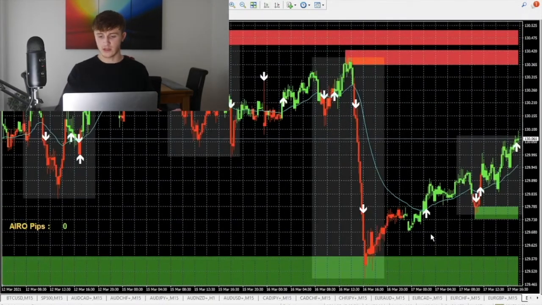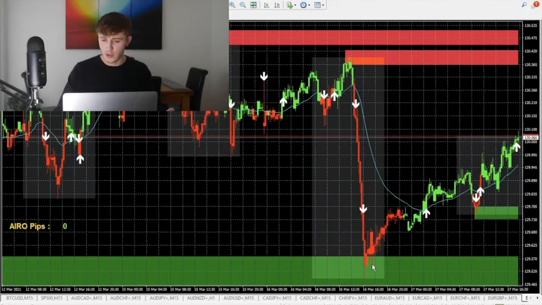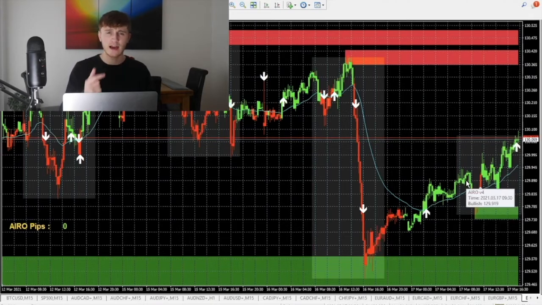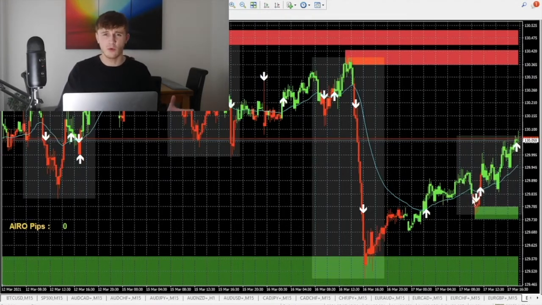So here, literally today we had a nice opportunity form. We've had a bounce off of support, we've then had an arrow, and we could have ridden that trade up. Now, it wouldn't have been the biggest move. Obviously, Airo isn't always going to catch those huge moves. And as you can see, we've had a down arrow here. Usually when I'm in a trade and I have a counter arrow form on the charts, I'll just get out. So on this trade, it was a very small profit, but at the end of the day, it wasn't a huge loss or anything like that.